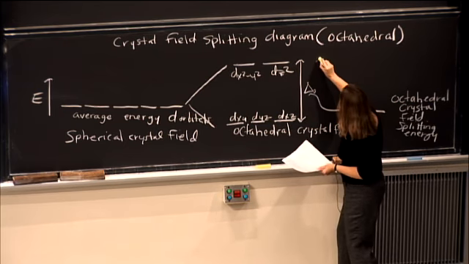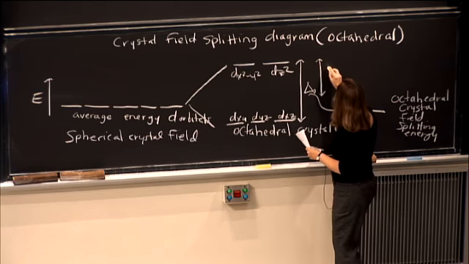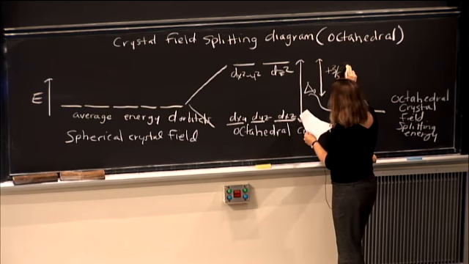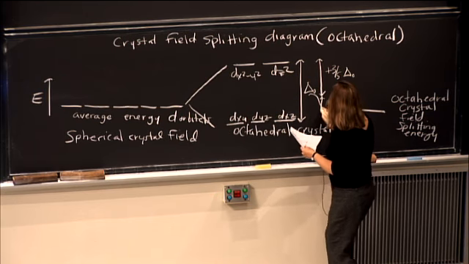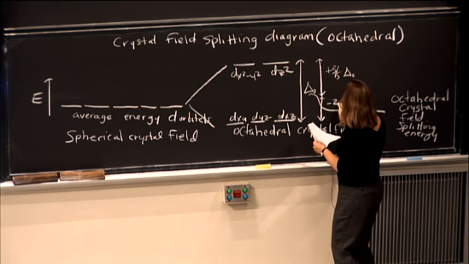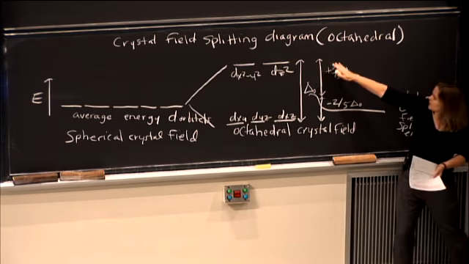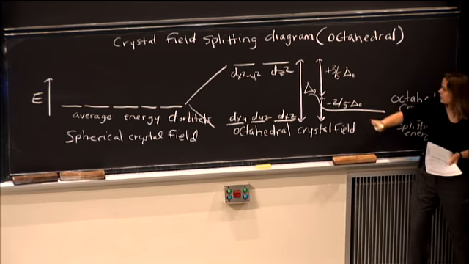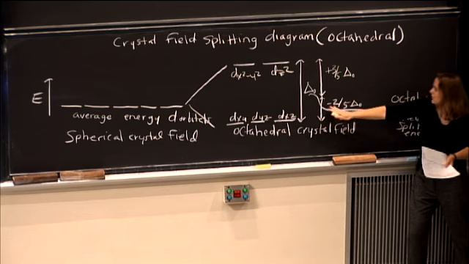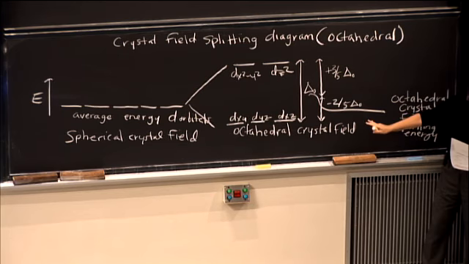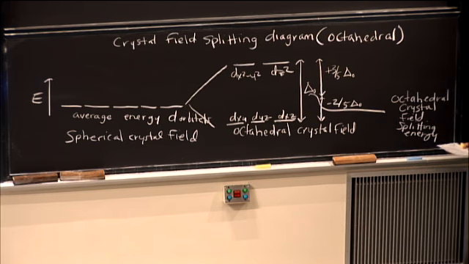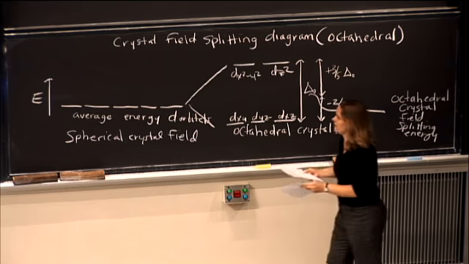So if 2 orbitals go up in energy, and 3 go down in energy, then to have everything add up, you can say that 2 go up in energy by 3/5, and these 3 orbitals are going to go down by 2/5. So overall, the energy of the system is maintained. OK, so that's a crystal field splitting diagram for an octahedral case. And now let's look at some examples of this.